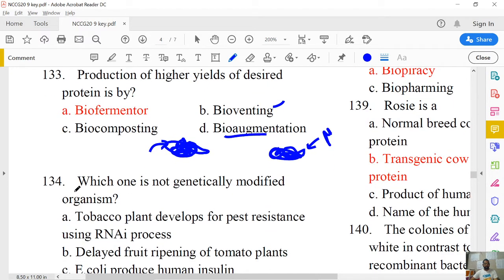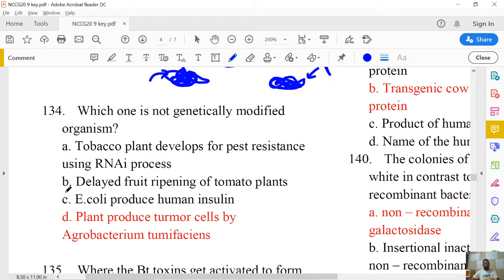Which one is not a genetically modified organism? So plant cells is a natural one, so it's not the genetically modified one. The remaining are all genetically modified.